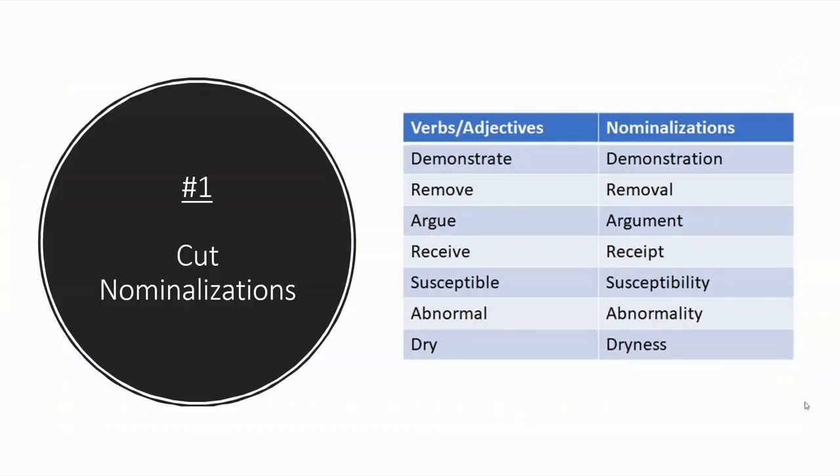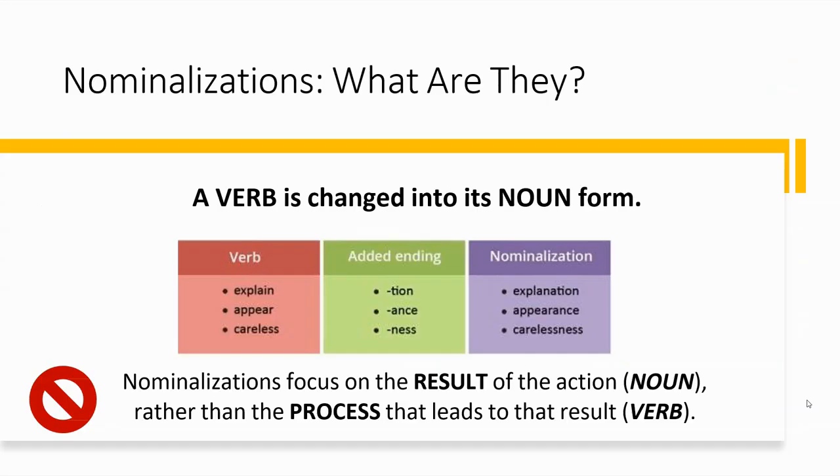So nominalization is where you take the verb and change it into the noun version of itself. So demonstrate would become demonstration. Remove becomes removal. Argue becomes argument, etc. You may think, well, what's the big deal? It's just a word. But the way that the word is written means that you have to add additional words for the sentence to make sense, and you're increasing the words that you're using. Let's take a look at that.